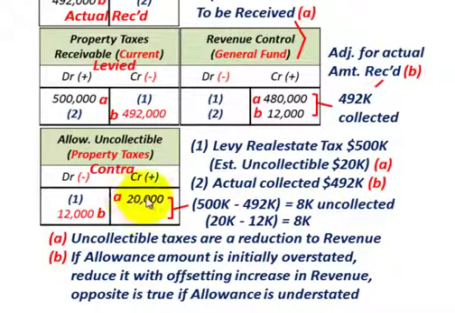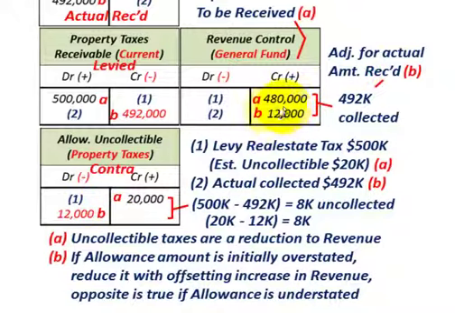So we initially set it at $20,000. We're now down to $8,000 uncollectible since we collected $492,000 of the $500,000. So our adjustment goes to our allowance for uncollectible. To get down to $8,000, you'd have to have $20,000 less $12,000. We had credited our allowance initially at $20,000. Now we have to reduce it such that we get down to a total allowance for uncollectible property taxes of $8,000. So that would be a debit, reducing our allowance for uncollectible by $12,000.